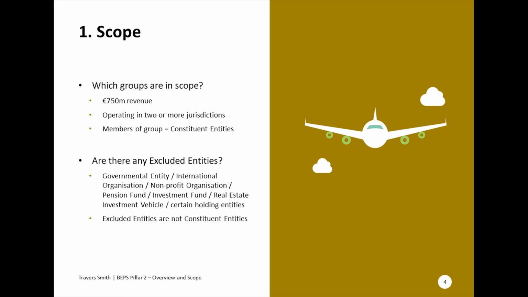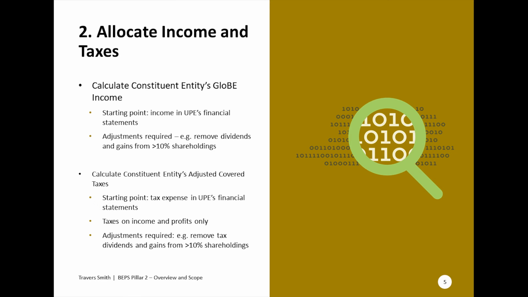And what this means is that no effective tax rate calculation would be required for that entity. And it also means that that sort of entity would not be subject to the income inclusion rule or undertaxed payment rule charging mechanisms. And that's because those charges only apply to constituent entities. So now that we know who's in the group and who's within the scope of these rules, the next thing to do is to allocate income and taxes to constituent entities.